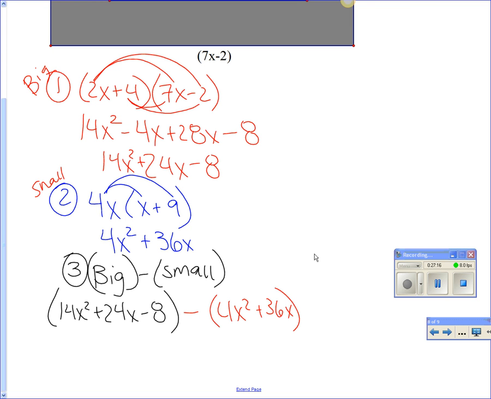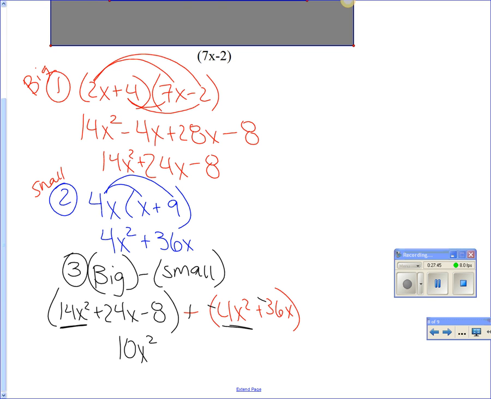Jesse, what do I have to do with this minus right here? Change this to a plus. What else do I change? The 4 to a negative and the 36 to a negative. Okay, Daniel, what goes with 14x squared? Which gives you what? 10x squared.